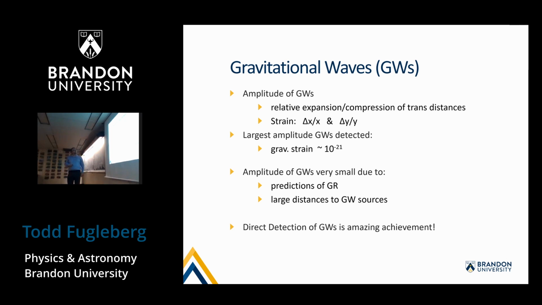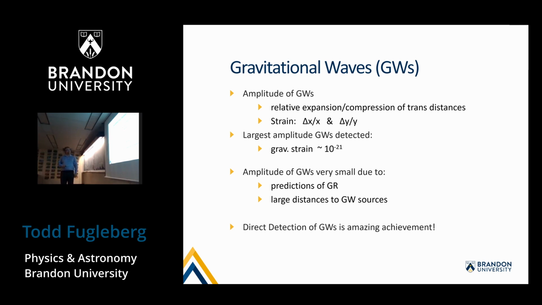The largest amplitude gravitational waves ever detected have a strain. The ratio of the change in length to the length is what's called the strain. The largest amplitude gravitational wave had a strain of about 10 to the minus 21. Very, very, very tiny effects.